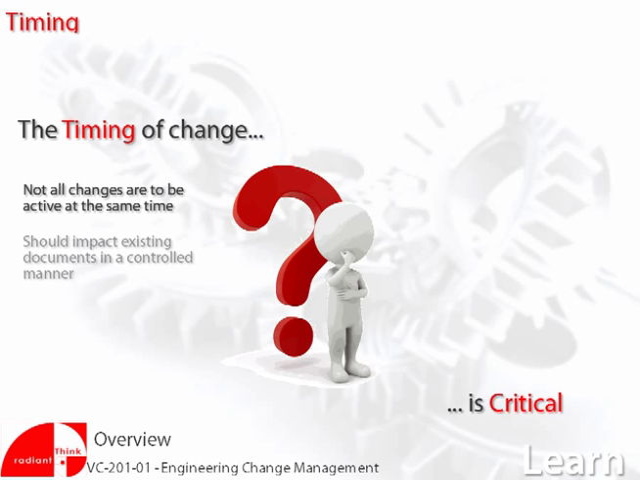The changes we make should impact existing documents and production orders in a controlled manner. At times, existing production orders may need to be updated with the changes to the model. In other cases, we want to use the older settings. We want to have control.